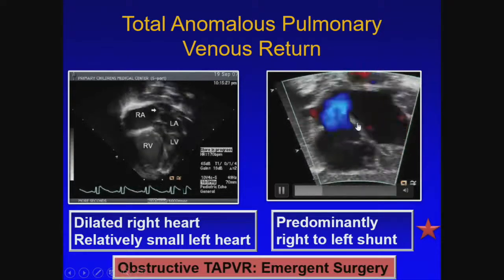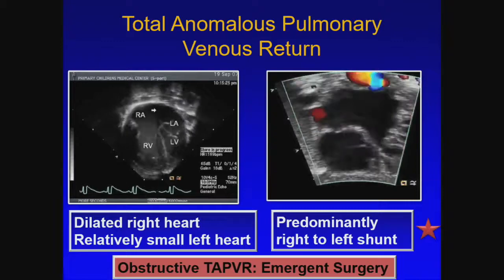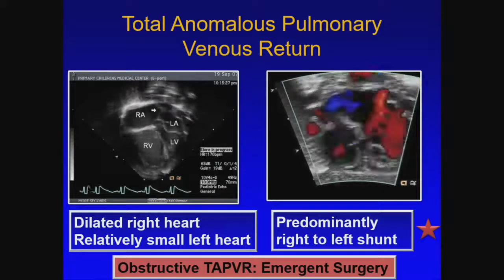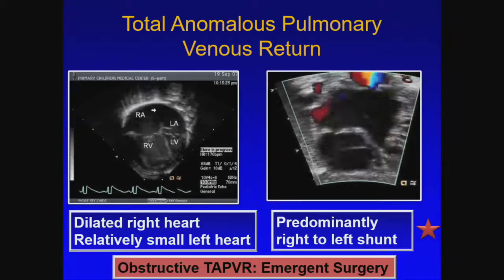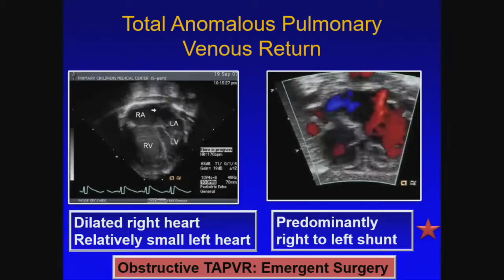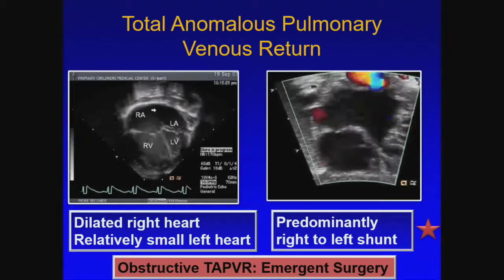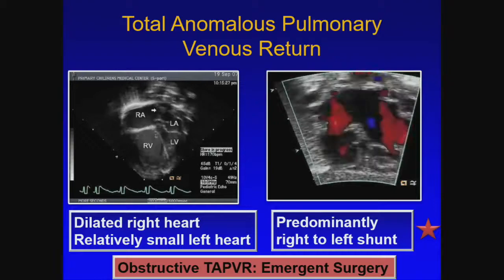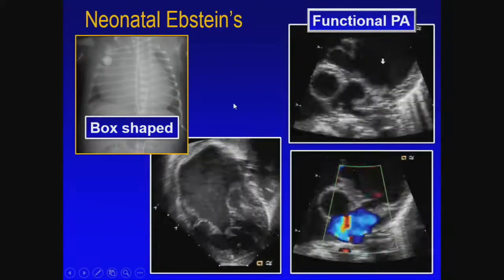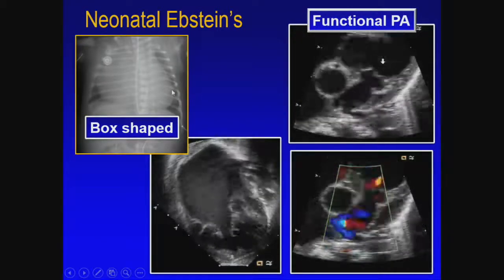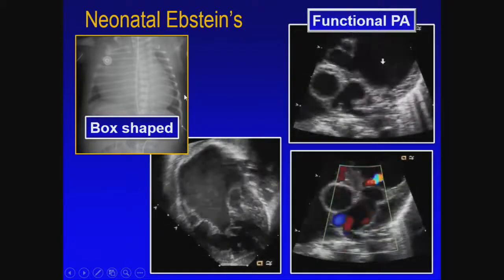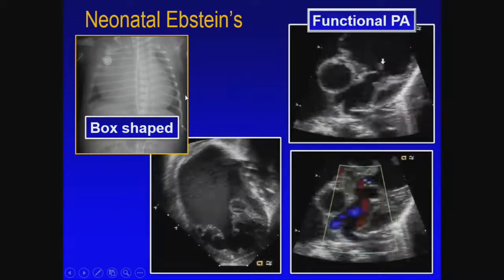Obstructive TAPVR is a surgical emergency. In this time when we have prostaglandin, most of these cardiac conditions are no longer surgical emergencies, but this is, patients usually need to be taken to the OR soon. Okay, box-shaped heart, this picture if you get, this is neonatal Ebstein's unless proven otherwise.